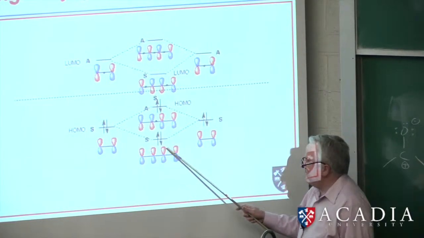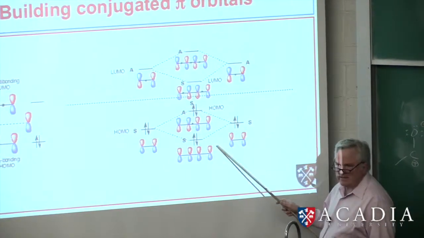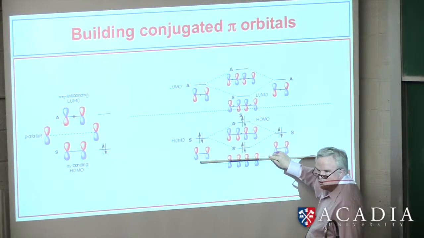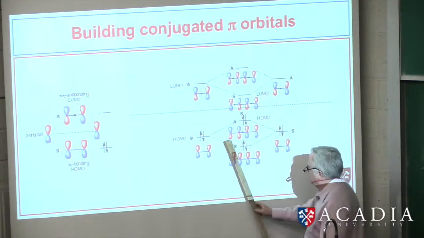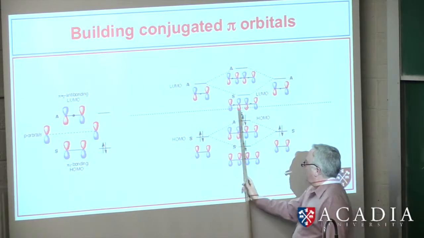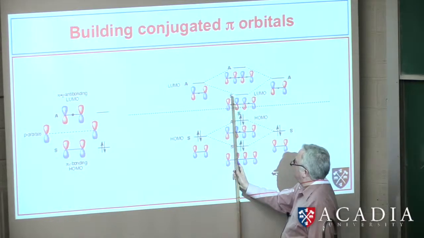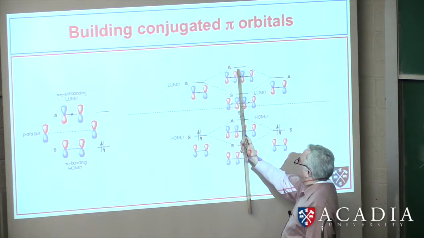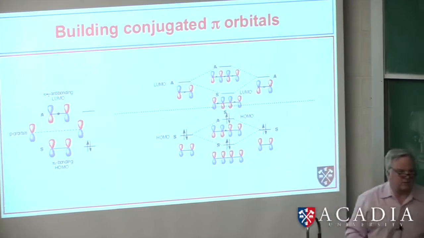So in this one we have no nodes in the pi system. There is a node in all p orbitals at the nuclei, okay? But we're talking about this plane. And there's no nodes here. The first one, there's a node there. The second one, there's a node here and a node here. And the third one, there's a node between each of the carbons.